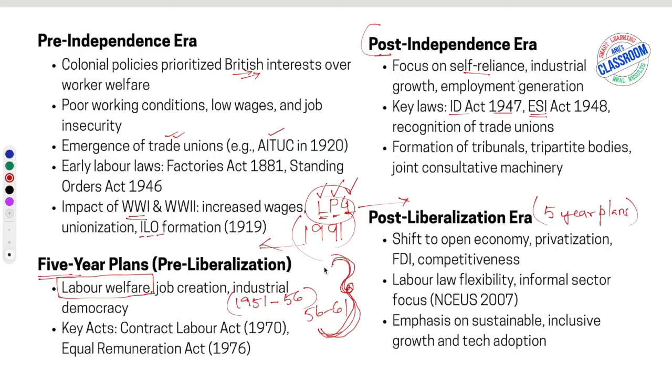So the first 5 year plans after liberalization focused more on economic growth, global competitiveness, and private sector participation. Labor issues were still there, but now the focus was on flexibility, easy hiring and firing, improved productivity, creating investor friendly environments, all those kinds of things. For example, the post liberalization 5 year plans emphasized FDI, foreign direct investment, privatization, and technology upgrades.